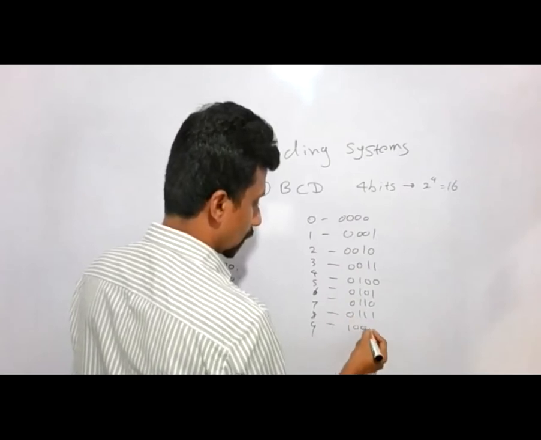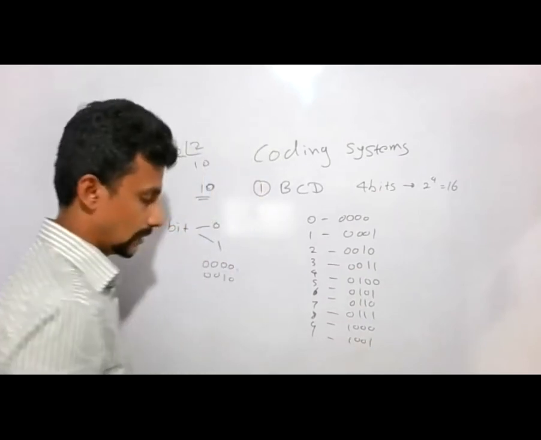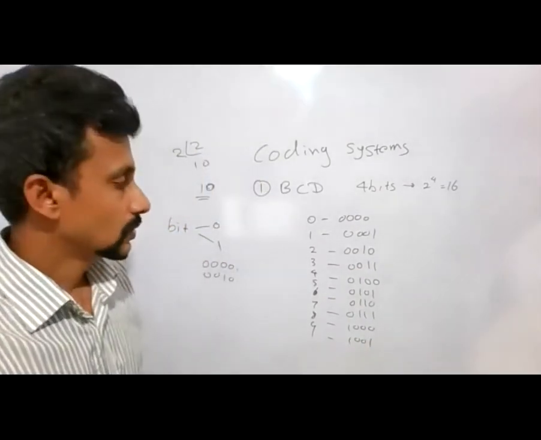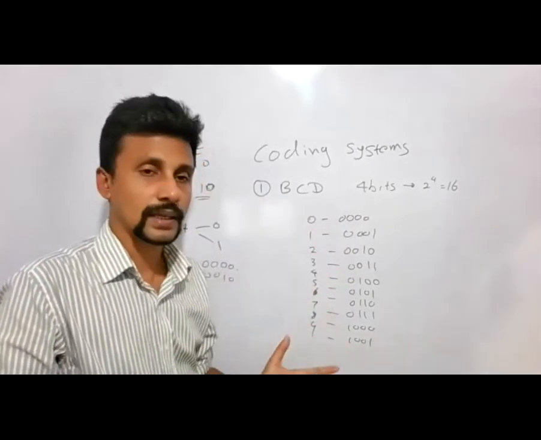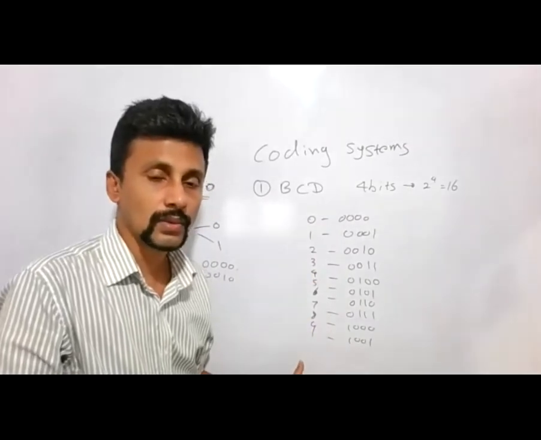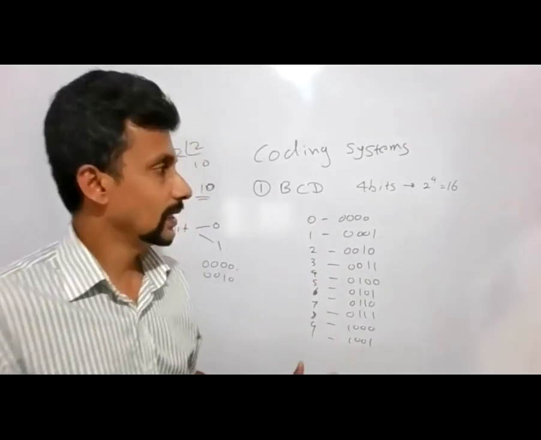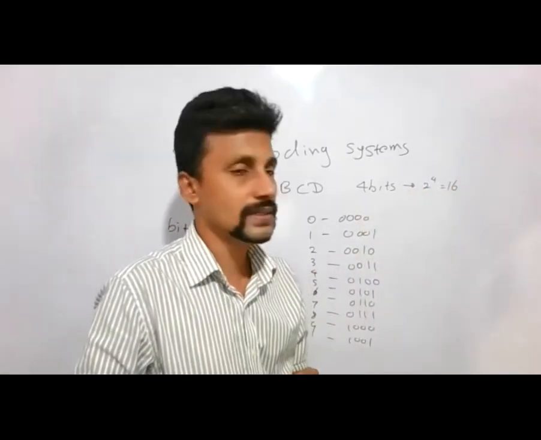Right? Only thing is you are representing 4 bits. So this is how BCD is representing values. It can represent all these numbers from 0 to 9. Then you may think, okay, there are 16 symbols that can be represented with the BCD.